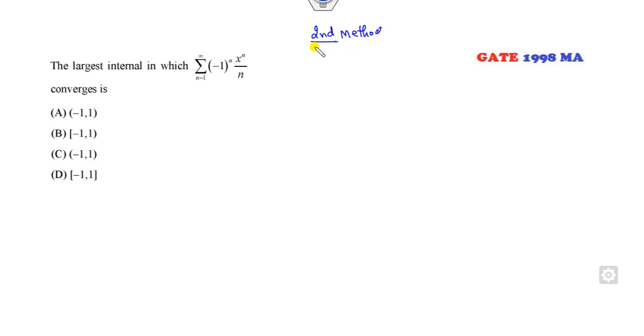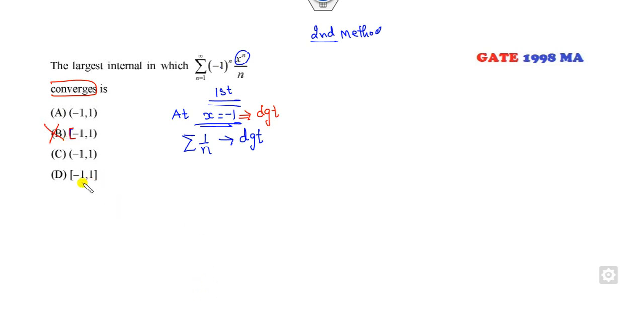Fine. Firstly I will tell you the simple shortcut trick. Look at the options. Firstly look at the closed interval. At x equal to minus 1, what is the series? It is minus 1 raised to power n times minus 1 raised to power n, so it becomes 1 by n. Is it convergent? It is divergent. So at x equal to minus 1 the series is divergent. But the option says convergent with equality, so this is cancelled out. This is cancelled out.